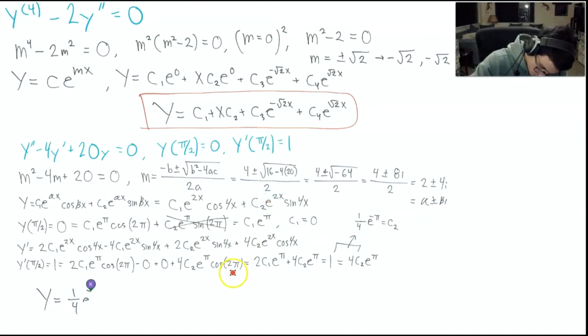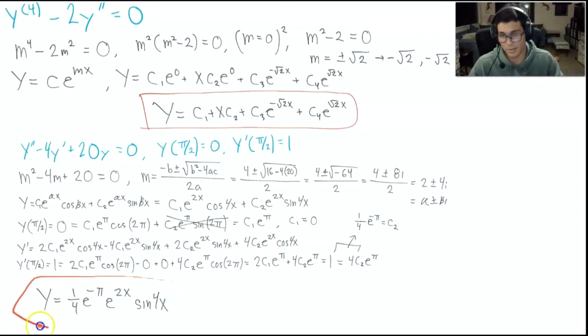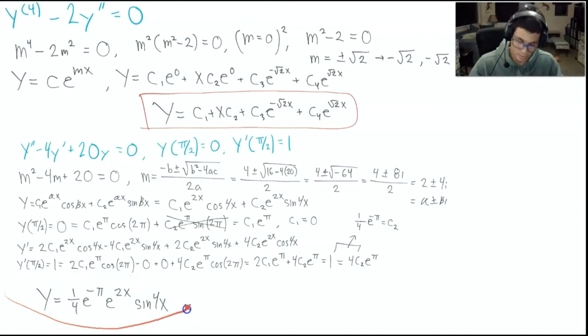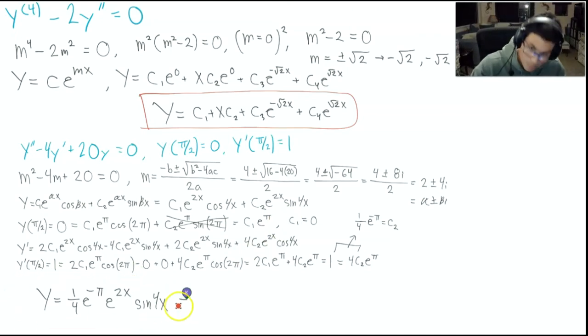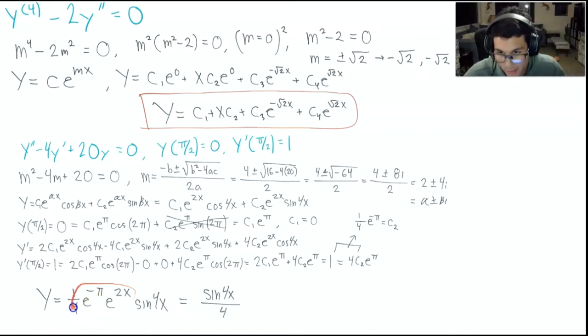1/4 e to the negative pi times what? E to the 2x times sine 4x. So this is our final answer. This is our solution here. But we could make it look a little bit nicer. We could write it as sine 4x over 4, and these are times each other, right? They're times each other.